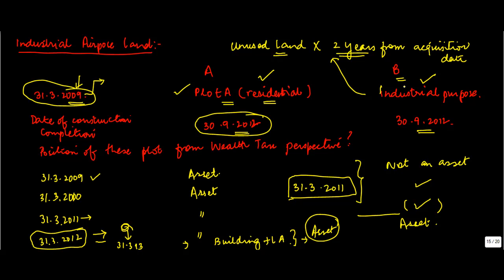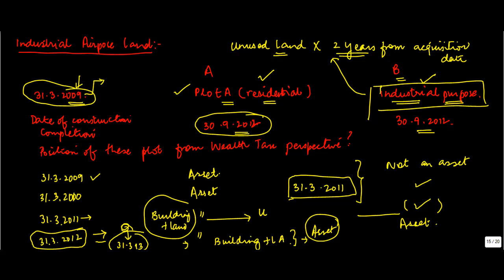So B acquired a land for industrial purposes, right? He constructed a building on it, right? So what will happen after that? After that, what will be formed as on 31/3/2013 will be a building plus land which is used for business, right? And if they are used for business, then it is not an asset, right?